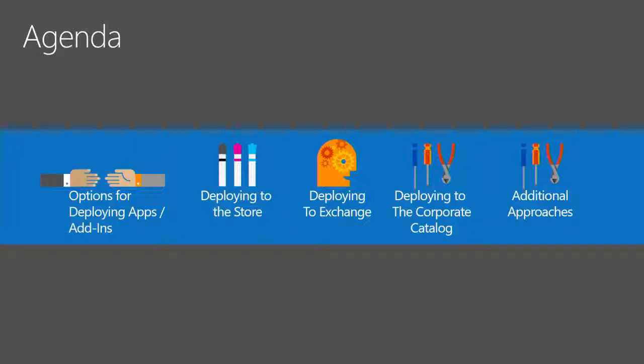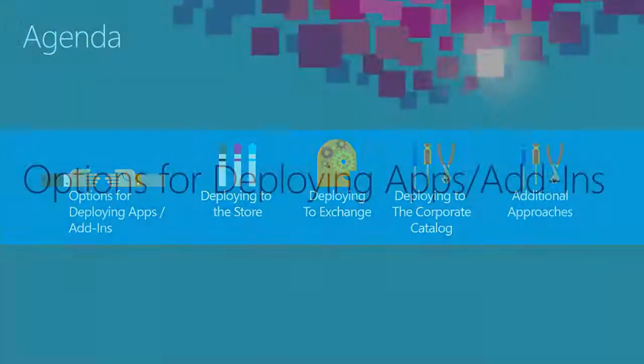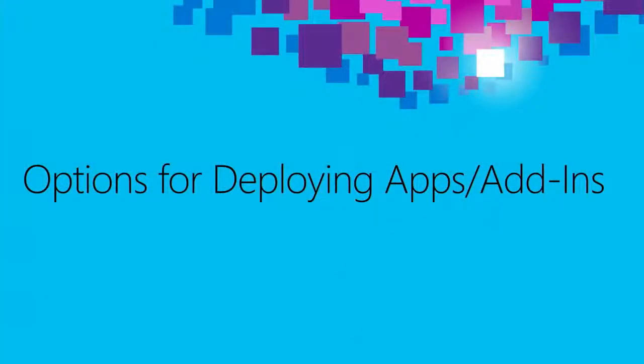We're going to talk about deploying to the corporate catalog, what that looks like, and then we'll go into some additional approaches. So don't box yourself into just thinking, add-in doesn't do what I want it to do. There's tons of other options that you need to consider, and you'll still be using the app model. First, we'll go through some options that you have for deploying these.